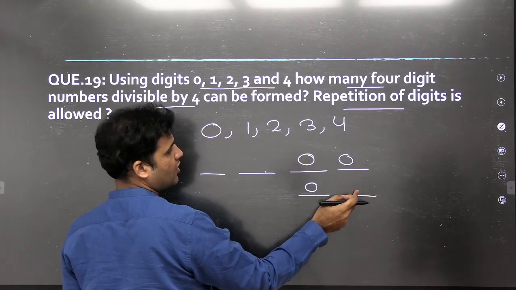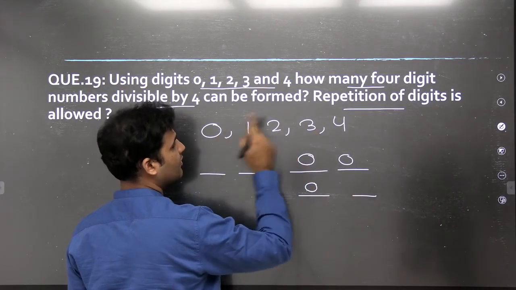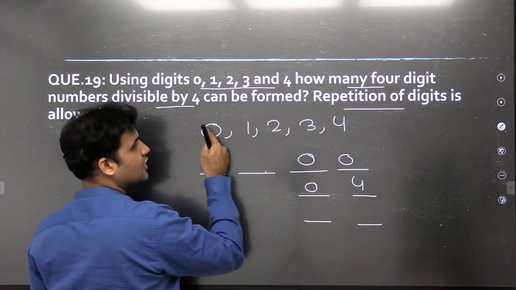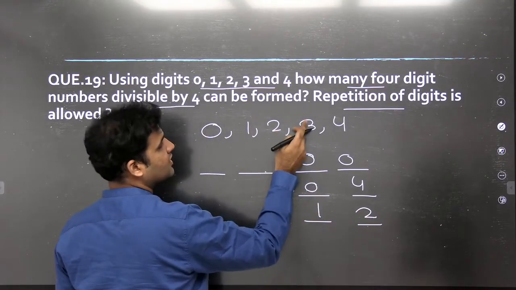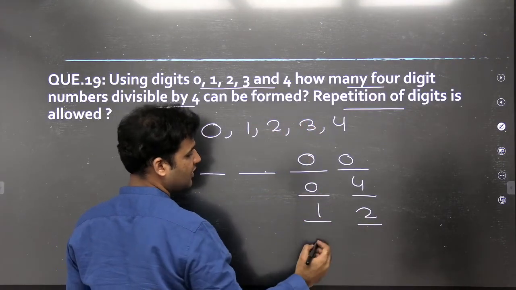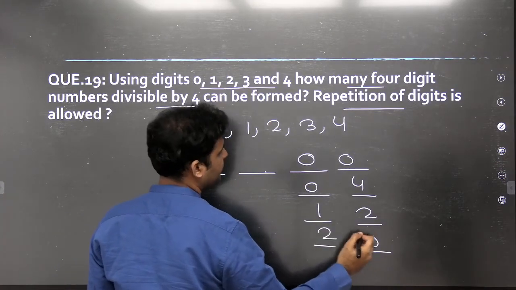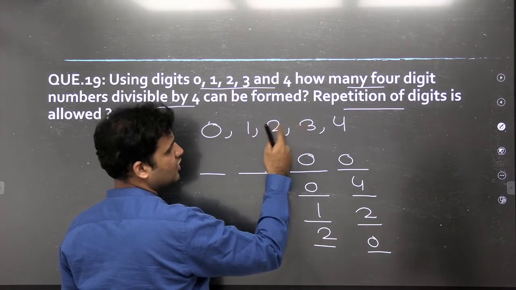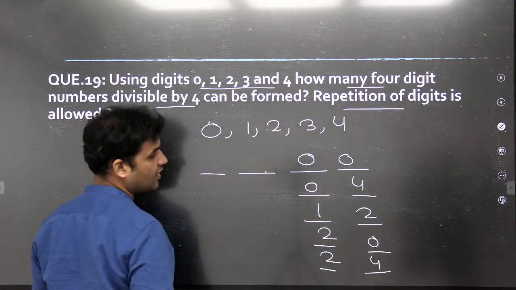What if I place 0 here? 0, 1 will not be multiple of 4. 0, 2 will not be multiple of 4. 0, 3 will not be multiple of 4. But 0, 4 will be multiple of 4. 1, 0 is not possible. 1, 2 is possible. 12 is a multiple of 4. 1, 3 is possible? No. 1, 4 is possible? No. With 2, 2 and 0 is possible? Yes. 2, 1 is possible? No. 2, 2 is not possible. 2, 3 is not possible. 2, 4 is possible. 2 can come over here, 4 can come over here.